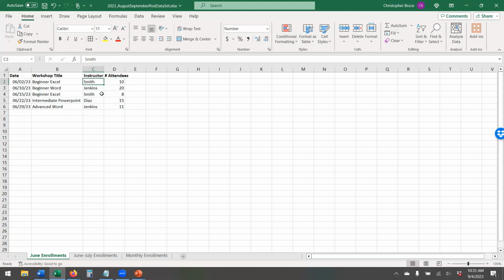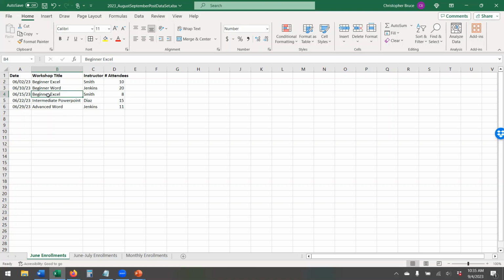We can also see that the two lowest enrollments came from classes taught by Smith. Is it the teacher? And we see the highest was Jenkins, and Jenkins had a pretty good enrollment for this class. So is Smith an unpopular teacher? And maybe that's the problem. On the other hand, the two classes that had the lowest enrollment were Excel. Maybe there wasn't a lot of interest in Excel versus Word and PowerPoint.